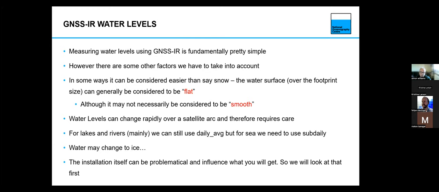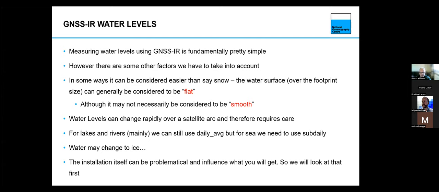Also, we have to worry that the water levels can change rapidly over a satellite arc, and therefore that requires care. For lakes and rivers, mainly, we can still use the daily average for making the computations, but for the sea with the tides, we generally need to use the sub-daily routine. We also may have to realize that water may change to ice in certain areas, and the insolation itself can be problematical and influence what you'll get. So we're going to take a look at that first.